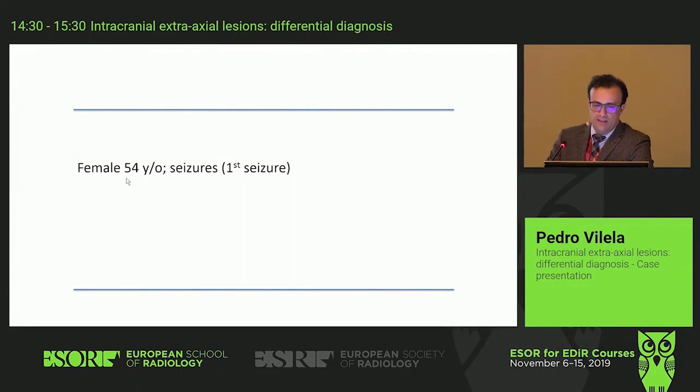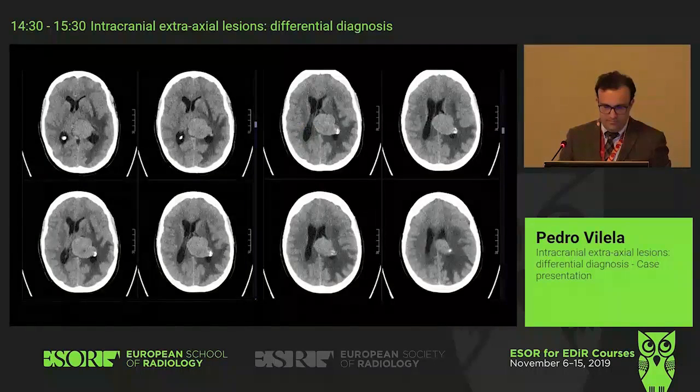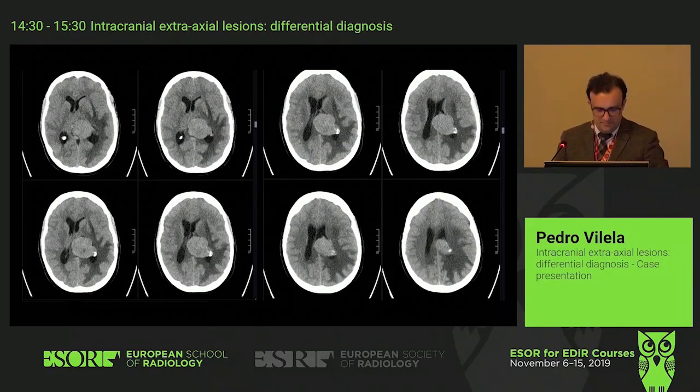No brain on this one. So female, 54 years old, with seizures. Actually, the first seizure. And now you see a large hyperdense, partially calcified mass. I suppose in the left intraventricular region.